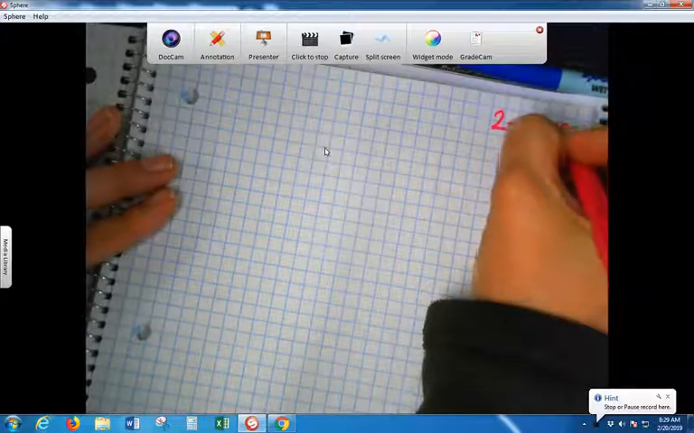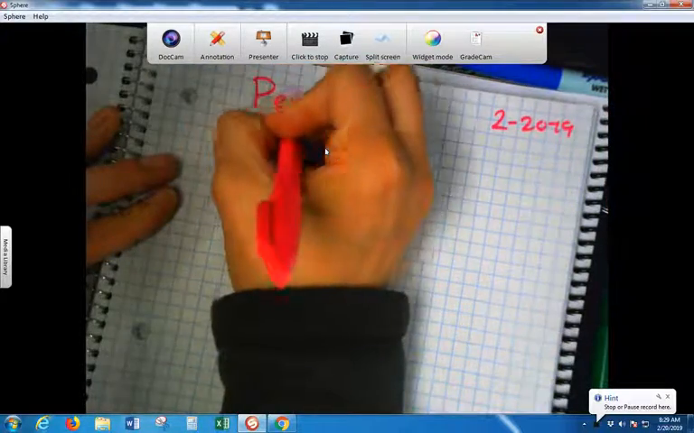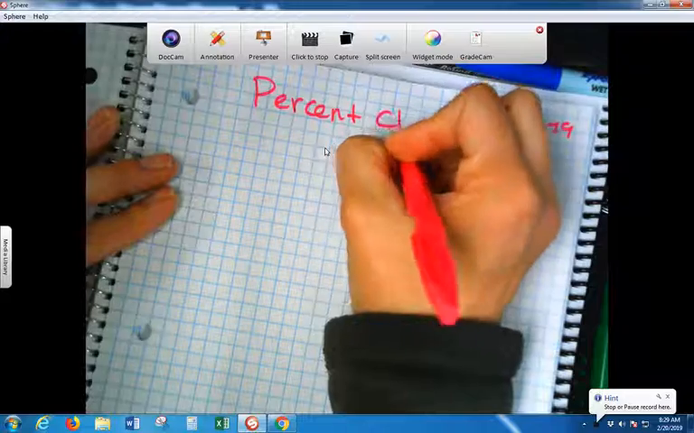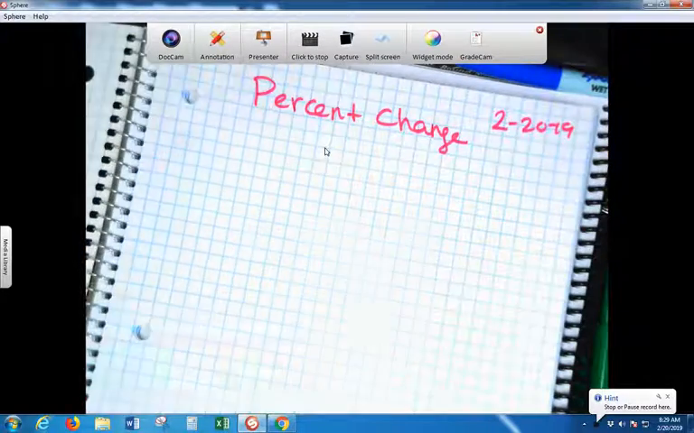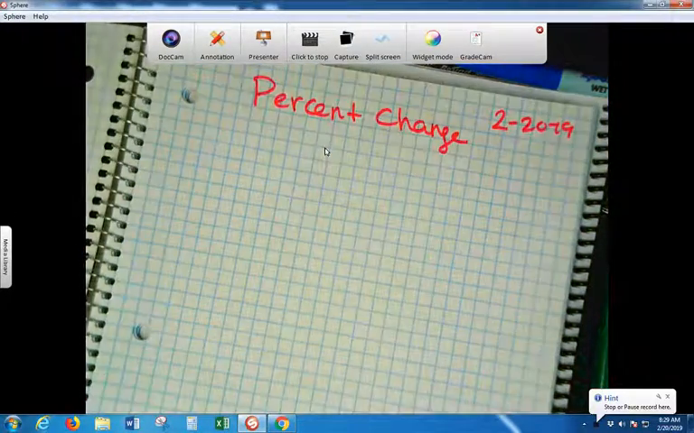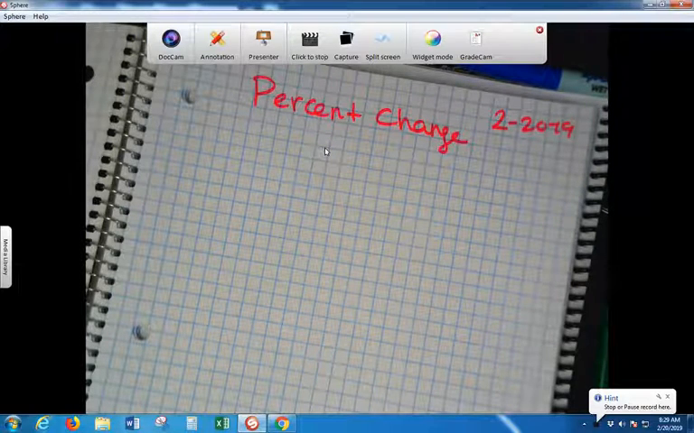Okay, today's date is the 20th. Percent change will be today's topic. I'm going to write down a problem. You're going to copy it down, and I want to see if you can notice what's the difference.